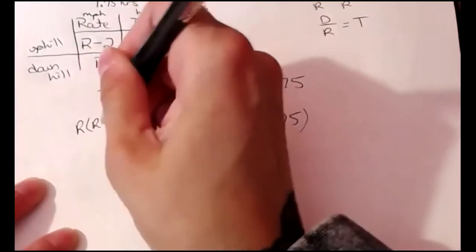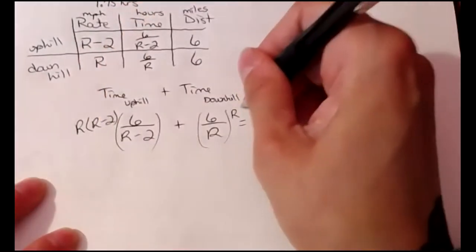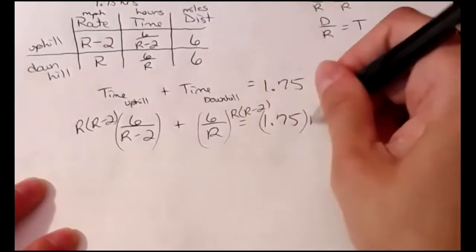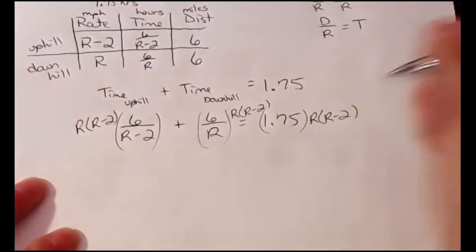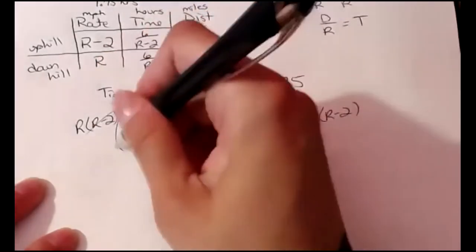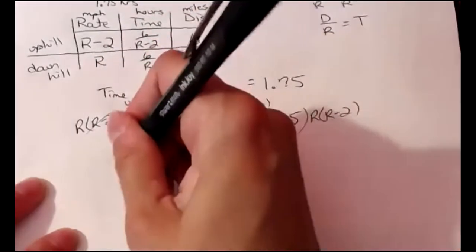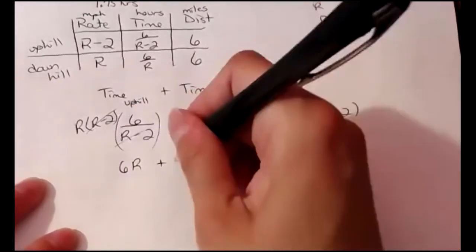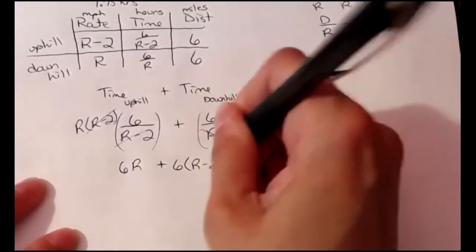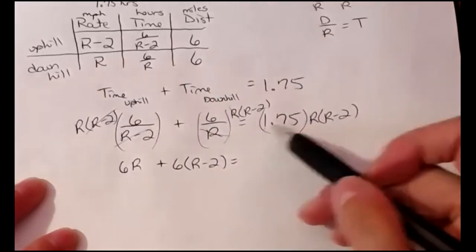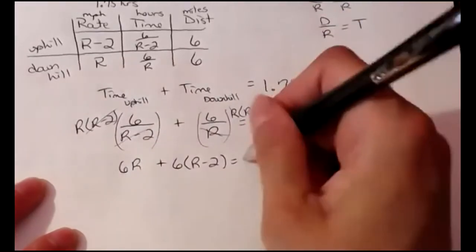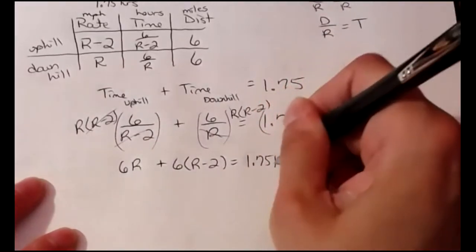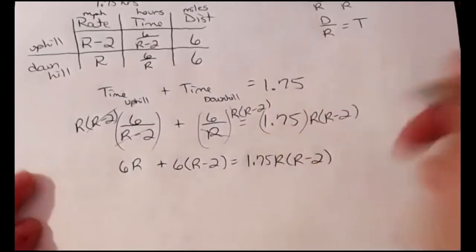R times r minus 2. We're going to multiply here, here, and here. Cool. The r minus 2's cancel. 6 times r is 6r. Plus, the r's are going to cancel, so we have 6 times r minus 2. And then we have 1.75r times r minus 2. And I'm just going to write that out.